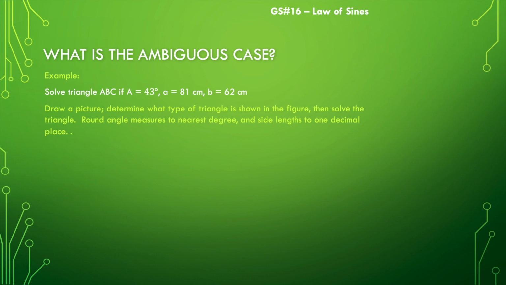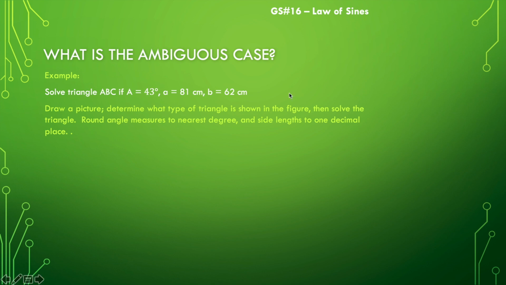Here is an example. We're given triangle ABC where the measure of angle A is 43 degrees, side a is 81 centimeters, and side b is 62 centimeters. What we want to do with this is draw a picture, determine what kind of triangle is shown, and then solve the triangle. We're going to round our angle measures to the nearest degree and our side lengths to 1 decimal place.